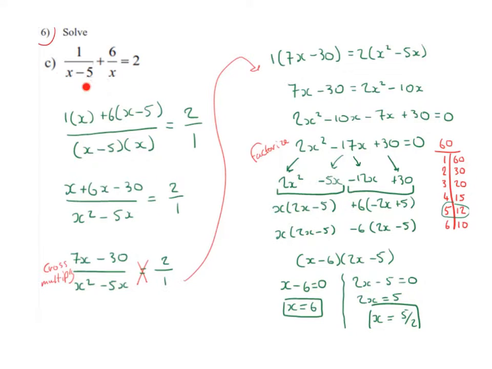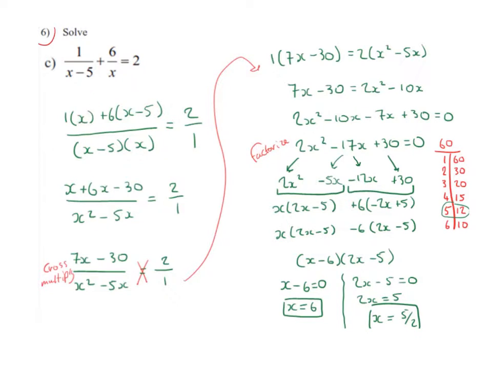To get our common denominator when we're adding fractions, we're going to stick together the x minus 5 and the x with brackets around it. So then it's going to be 1 multiplied by something plus 6 multiplied by something. So the numerator comes down here, multiplied by something, plus the numerator multiplied by something. And all of this will be equal to 2 over 1. So 2 as a whole number becomes 2 over 1 to help us when we're cross multiplying.